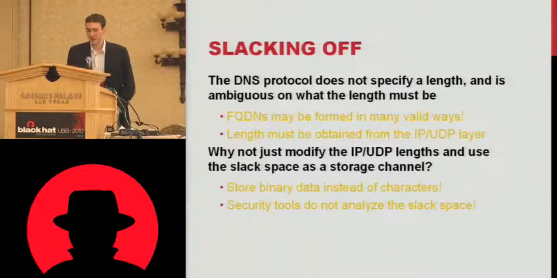So the first question I started asking is, why not just modify the IP or UDP lengths and use that slack space as a storage channel? In that case, you'd be able to store binary data instead of characters, which lets you fit more characters in there. And generally, for the most part, security tools do not analyze the slack space.